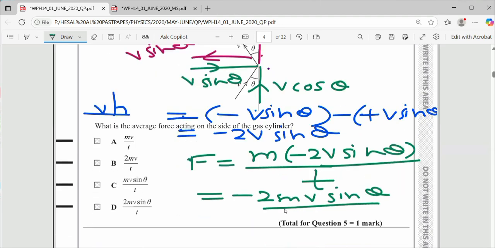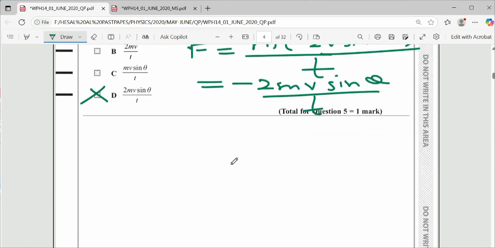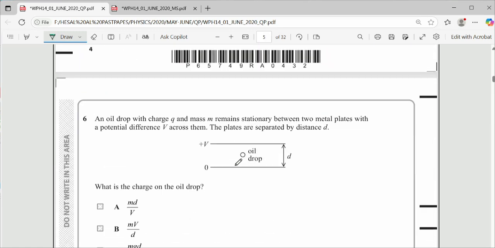But the question asks for the average force. Here we can get only the magnitude. That is the one that gives the answer. Now let's move to question number 6.